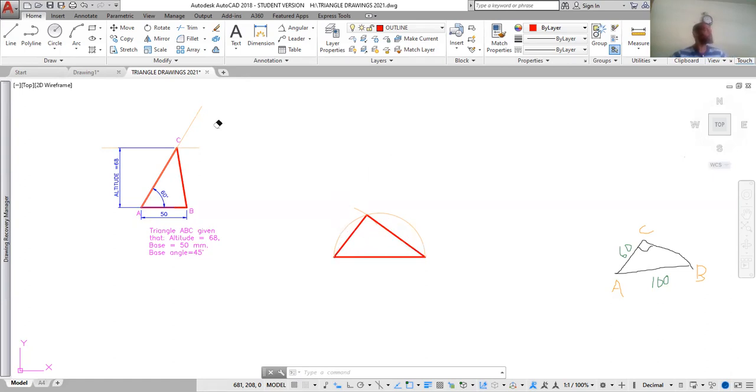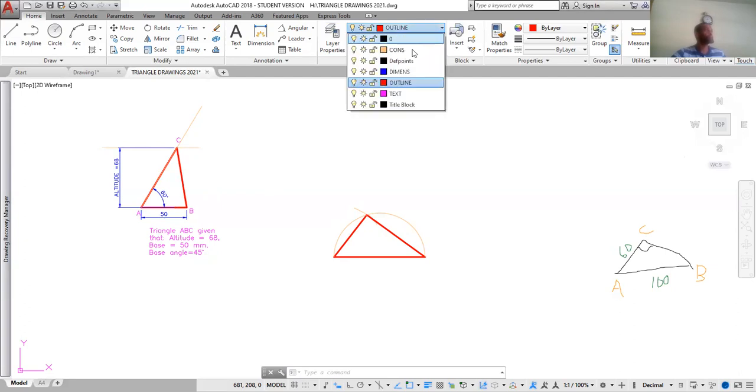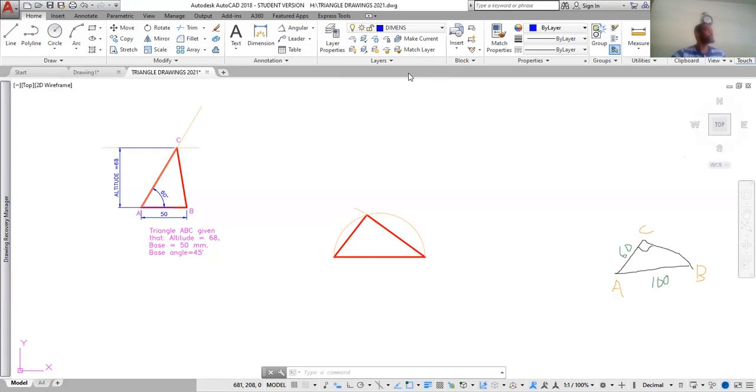Now that you have done this, our next step is to add our dimension. Always dimension, always label. So my next step is to add my dimension. I first change to my dimension layer. Click here, go to dimension, go up to aligned dimension, and they give us the hypotenuse, so we must label that.